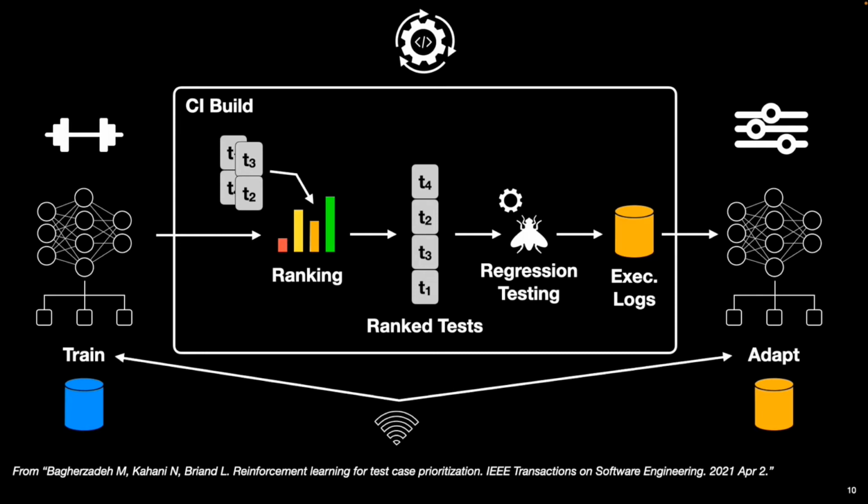So these two parts, train and adapt, are offline, so we don't pay too much attention to the training time, especially this first part. But this part is online, so we actually care that the prediction time of the agent is compatible with the fast times of CI.